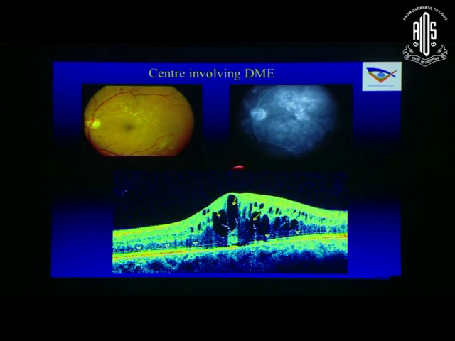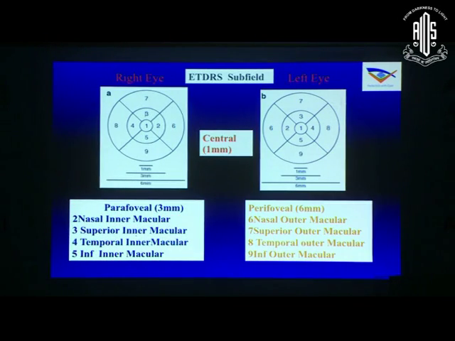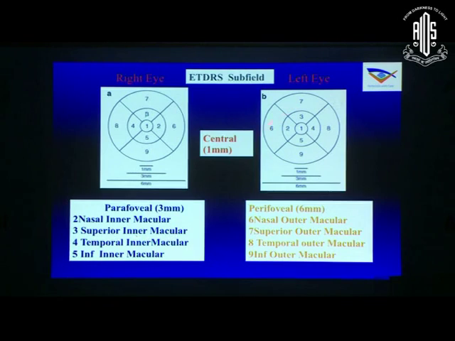Here is a patient where there is a central involving diabetic macular edema, and these patients obviously can't be lasered, and you have to treat them with anti-VEGFs. The center involving DME can be further classified based on the subfield on the right eye and left eye, and each subfield you could actually give it a name and classify it, though it becomes a little too complicated, but yes, you can subclassify it.